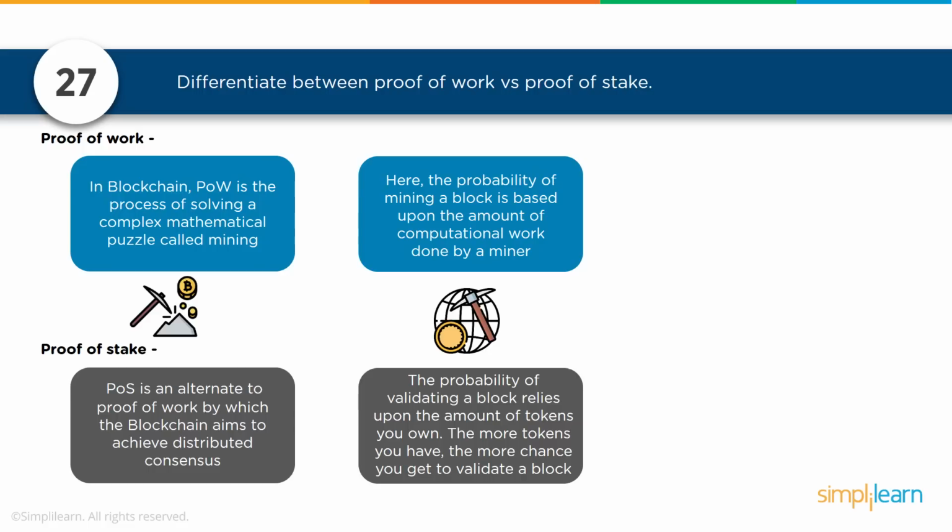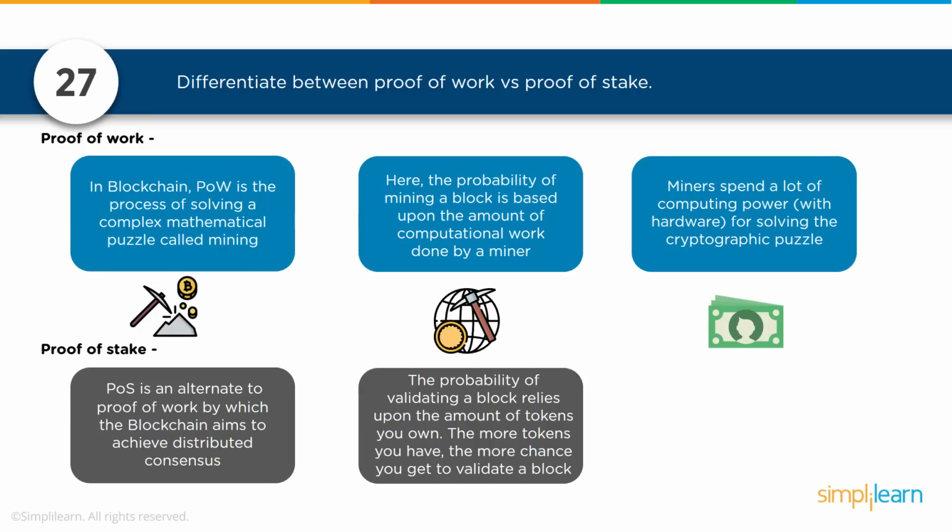Whereas in proof of stake, the probability of validating the block relies upon the amount of tokens you own beforehand. So the more tokens you have, the more chance you get to validate a block. So basically, proof of stake has been introduced in order to reduce the pressure on the resources which has been put by the proof of work consensus algorithm.